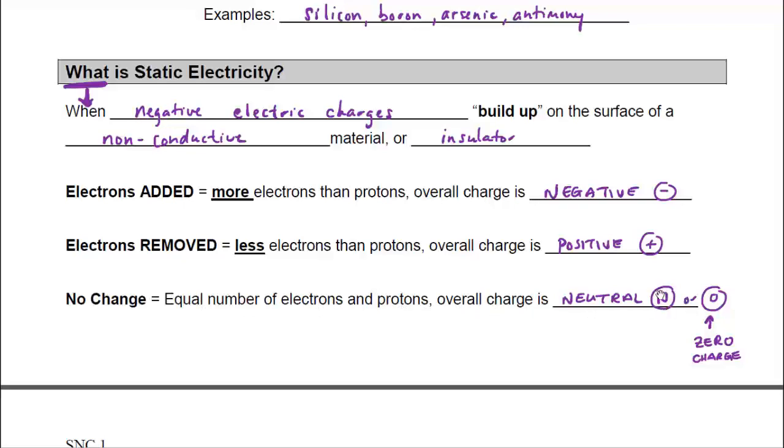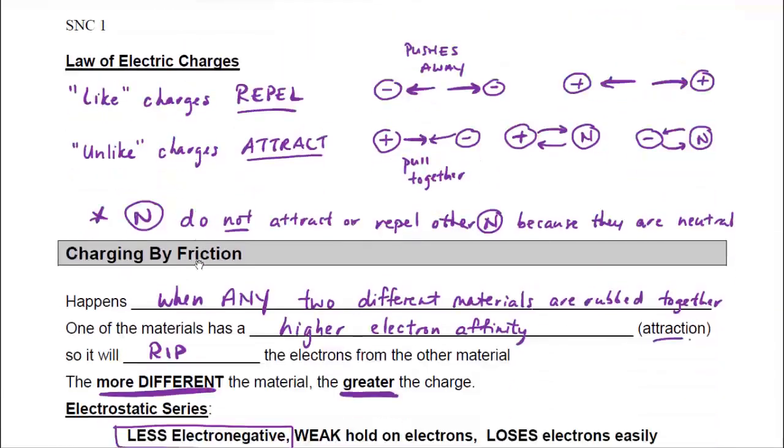You can either write it with an N for neutral or a 0 to show that there's a 0 charge. So negative, positive, 0 charge. And again, we're not changing the number of protons, we're only changing the number of electrons. That brings us to the law of electric charges. Please memorize this. It's very simple. This right here is the law of electric charges.